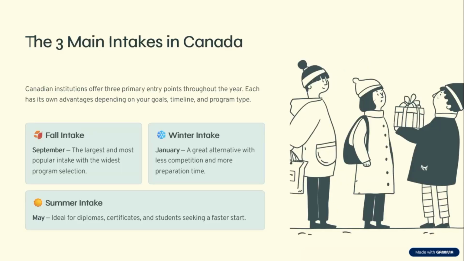So there are three main intakes in Canada or any other country as well. In the US, Europe, they all use these terms because it's very important, especially if you are an international student, you need to know about these intakes. The first is fall intake. School, university classes start in September. Winter intake starts in January, summer in May.